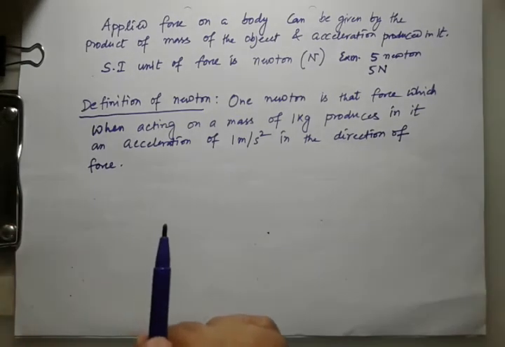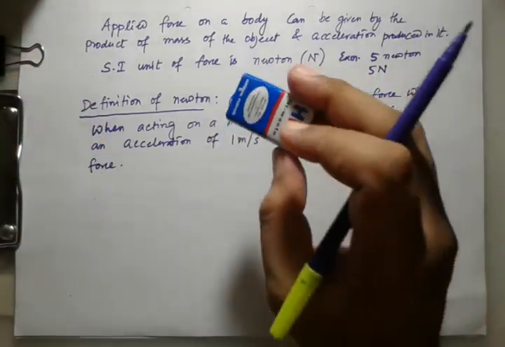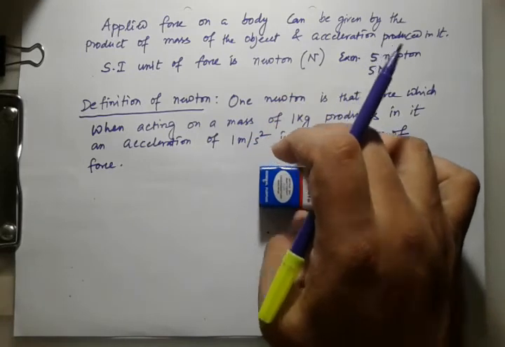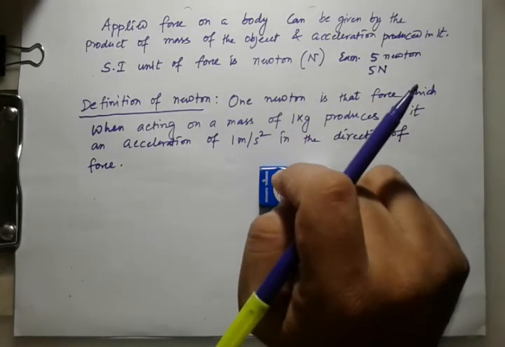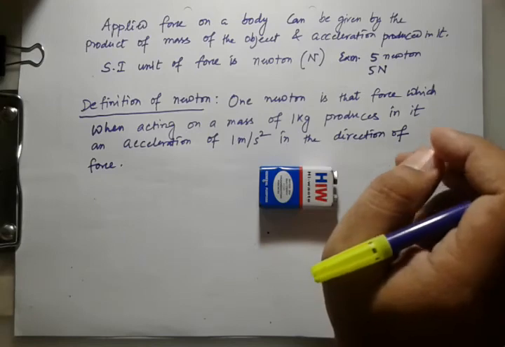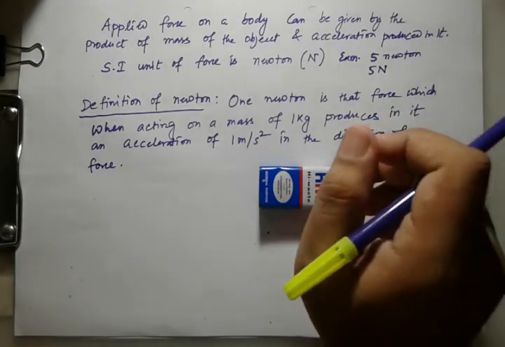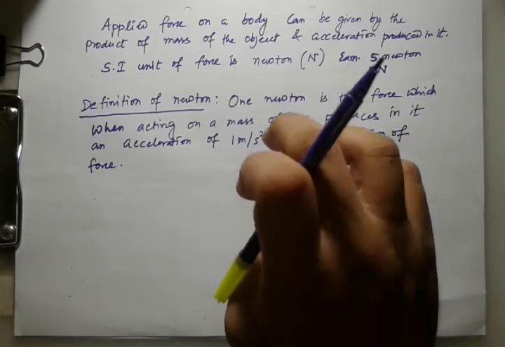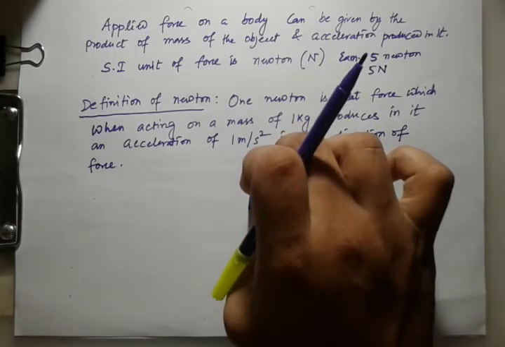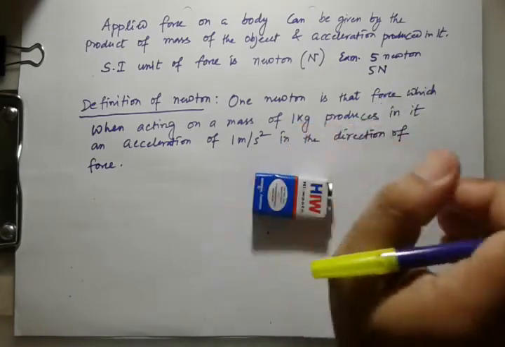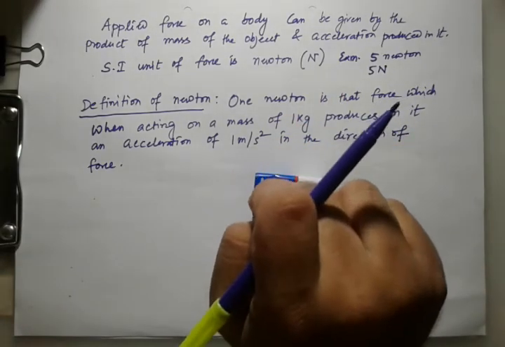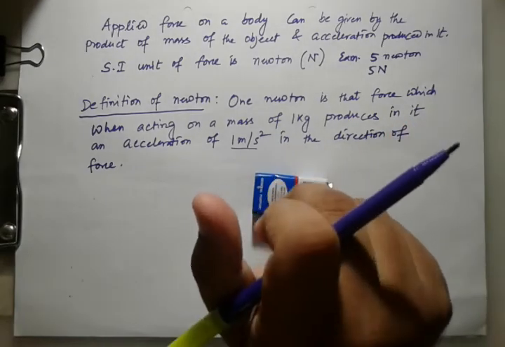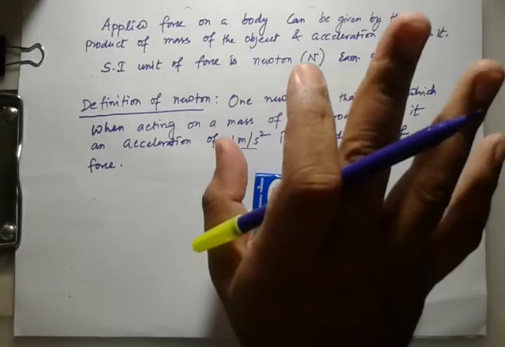Suppose this is the object here, and its mass is 1 kg. When we apply a force and the acceleration reaches 1 meter per second square in this object of mass 1 kg, then we can say the force applied on this object is 1 newton.